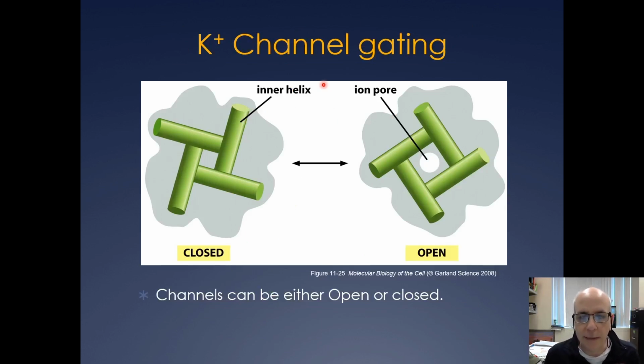So in the conditions where they're gated, they can either stay closed, or when they open up, they become open, and this creates the carbonyl oxygens positioned such that a potassium can go through. Okay, so in general, channels can be either closed or they can be open.